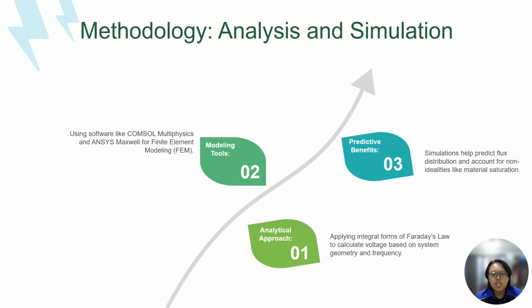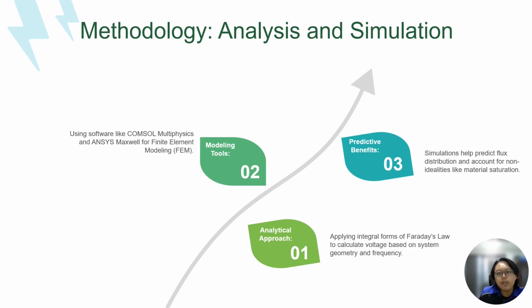Next, we go to methodology, analysis, and modeling. The first is the analytical approach. By applying the integral form of Faraday's law, we calculate voltage based on system geometry and frequency. We are also using software like COMSOL Multiphysics and ANSYS Maxwell for finite element modeling, or FEM. The simulation helps predict flux distribution and account for non-idealities like material saturation.